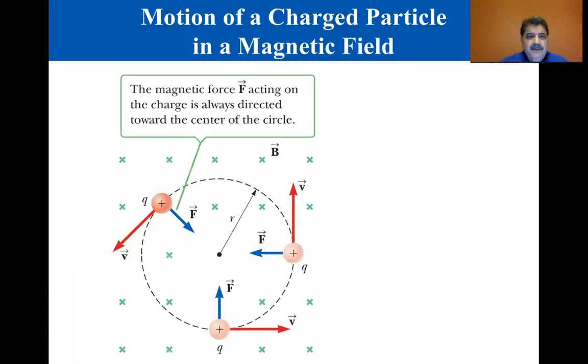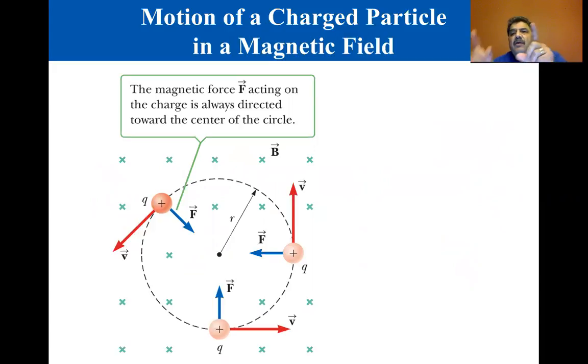Okay, we're beginning section 19.4, motion of a charged particle in the magnetic field. And let's go to the next slide. Let's consider the case of a positively charged particle moving in a uniform magnetic field so that the direction of the particle's velocity is perpendicular to the field, as in the figure here. The label B in and the crosses tell us that B is directed into the page.